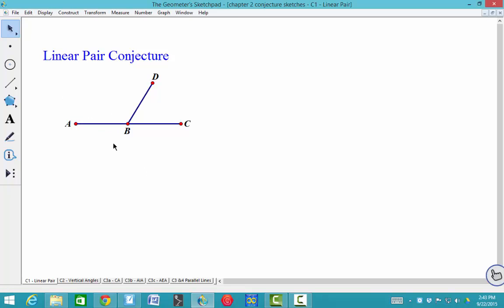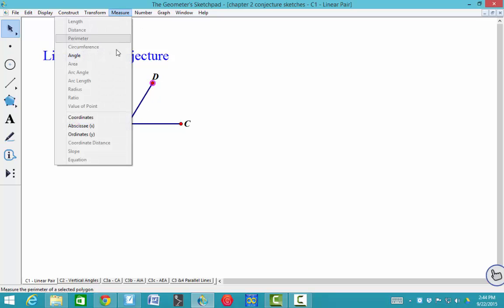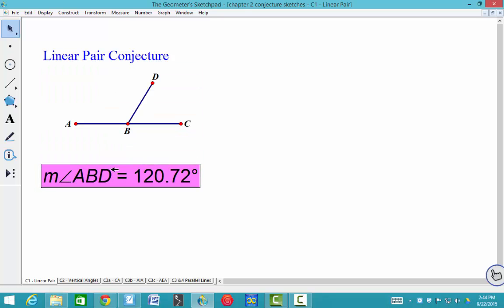Okay, I'm going to walk you through the first two conjectures of chapter 2. You're first going to start by measuring the angles. You first start by highlighting all 3 points, making sure the second point is the vertex of the angle. And we're going to go up to measure angle. This is our first measurement.